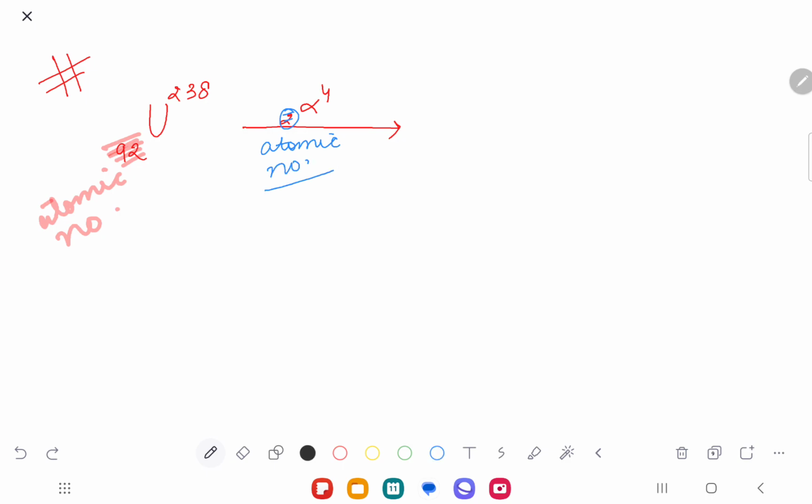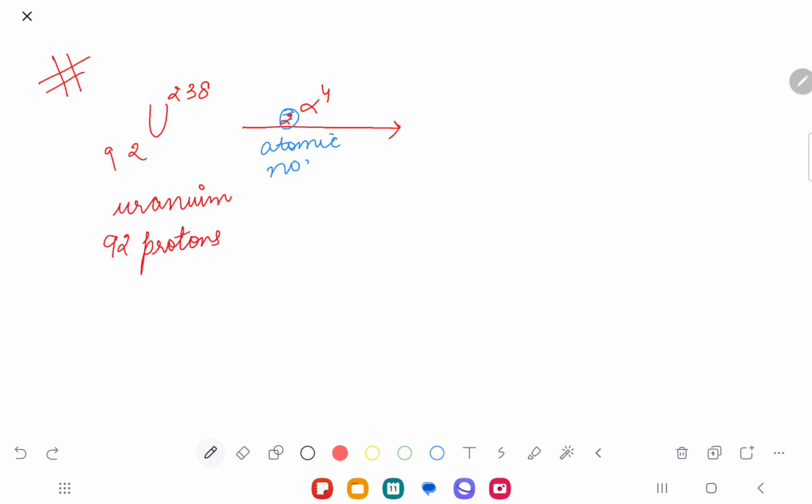What is atomic number? The number of protons. So that means the uranium atom shall have 92 protons in it, isn't it? And this is the alpha particle. So the alpha particle has two protons in it. That's what we mean by this, right?